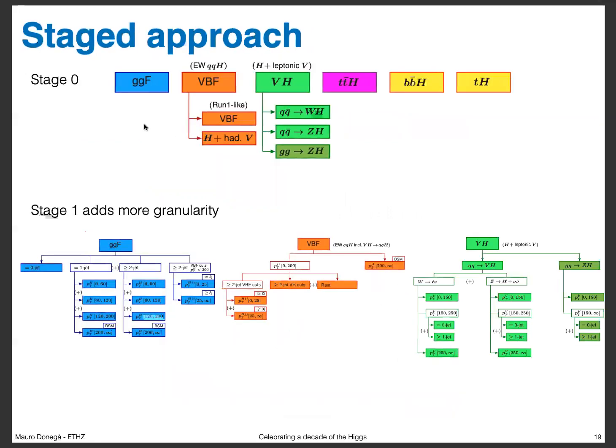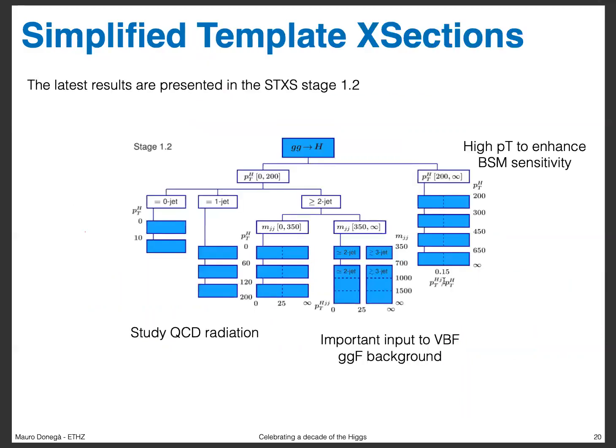From stage 0, you can go to the next granularity, which was called stage 1. And essentially, you see the gluon fusion, for instance, was now split into jets. And then within the single jets, you were looking at different pT bins. So you try to make it more and more granular to extract more and more information. And similarly, you were doing the same thing for VBF and VH. The present state, we went from 0 to 1 to 1.1, and now we are at 1.2. I'm skipping over 1.1. It's irrelevant for the following.